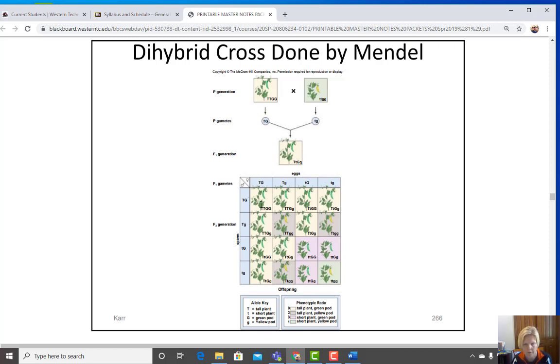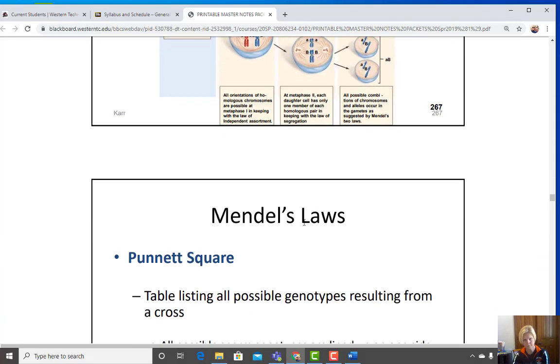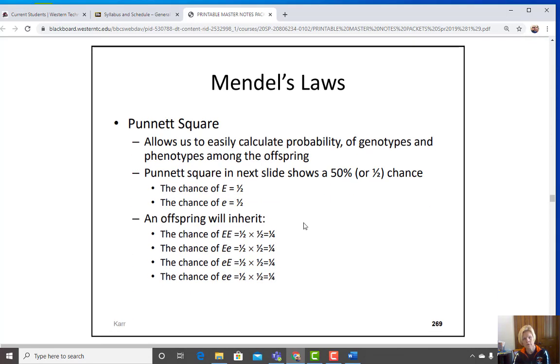So we can calculate probabilities. If I know that the chance of inheriting an E is 1/2 and the chance of inheriting a little e is 1/2, I can just multiply these probabilities to figure out the chances of getting both. So the chance of getting big E, little e is 1/2 times 1/2, which is 1/4. So you multiply the top numbers, 1 times 1 is 1, and the bottom numbers, 2 times 2 is 4.